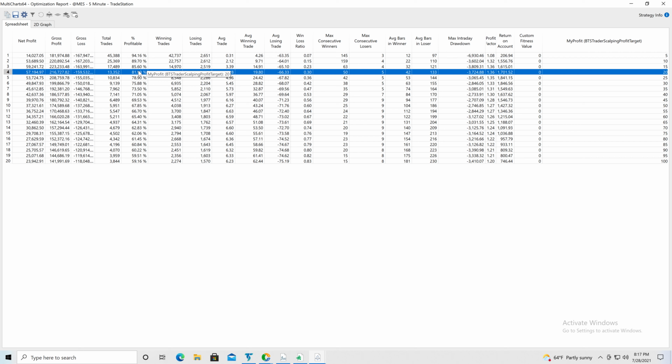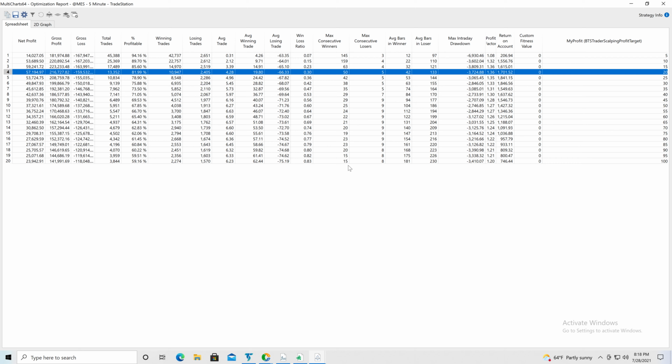82% profitable. This is exactly what people who teach you scalping say you need to be a successful scalper. I mean, yeah, if you're an institution, that's what you need. As a retail trader, this is impossible.